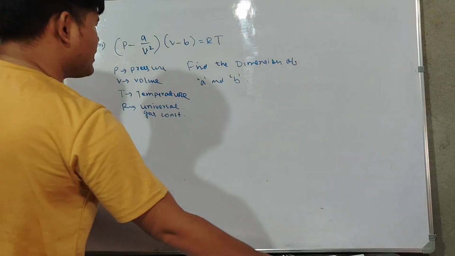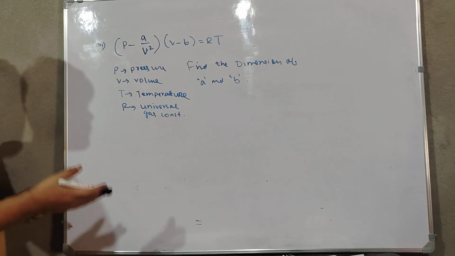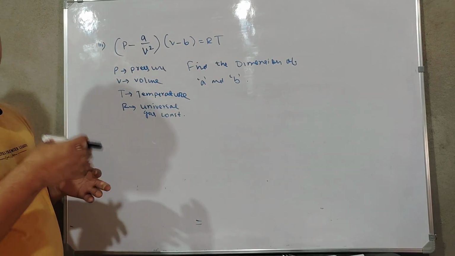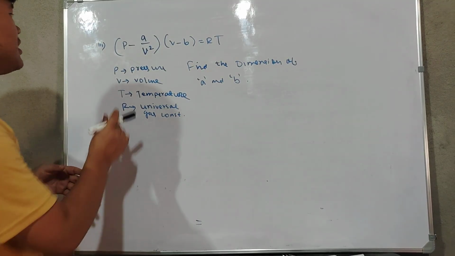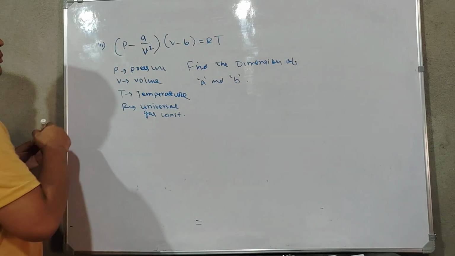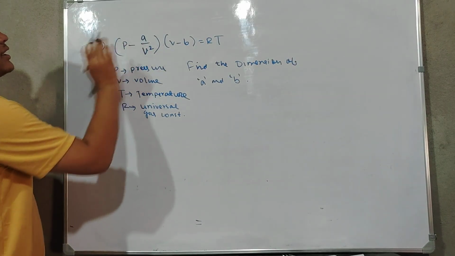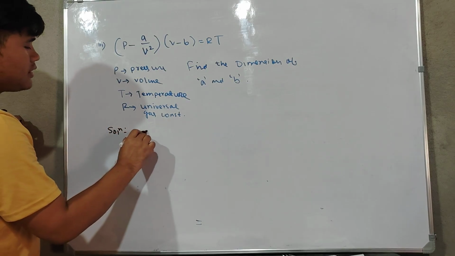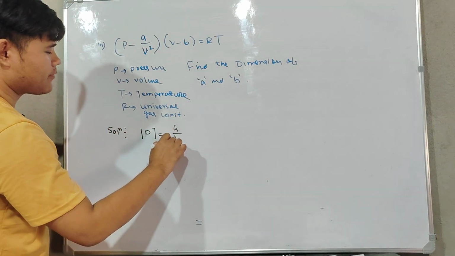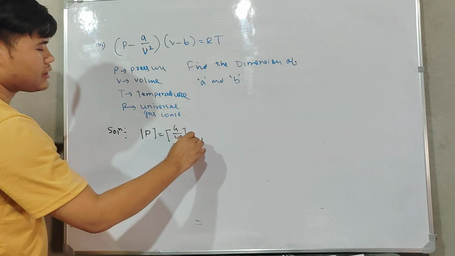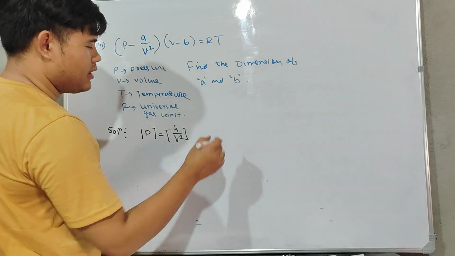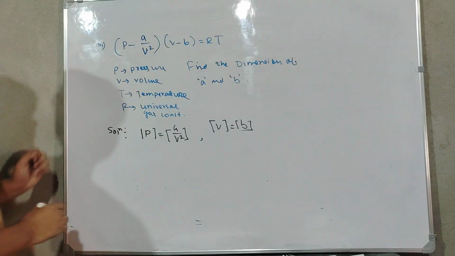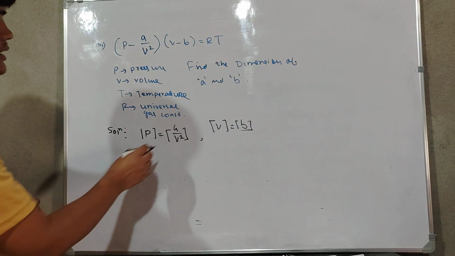The rule that I told you about: whenever you find any equation where there is addition and subtraction, those added and subtracted terms will have the same dimension. So here subtraction is taking place, which means this and this will have the same dimensions. So directly you can write dimension of P is equal to dimension of A by V squared. Similarly, V and B will have the same dimension. So dimension of V is equal to dimension of B. Right? You can solve this one. P is the pressure, A by V squared.